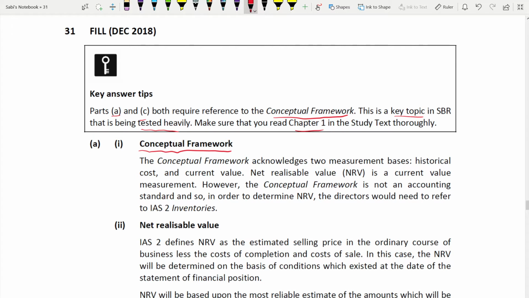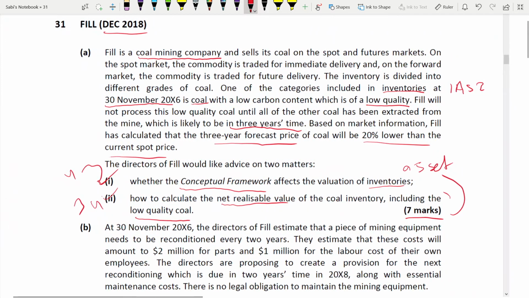So conceptual framework acknowledges two measurement basis. Why are we talking about measurement basis? Because the requirement asked you how to measure inventory. Or if you want to go again, let's go again. How it affects the valuation of inventory. You see, valuation of inventories.